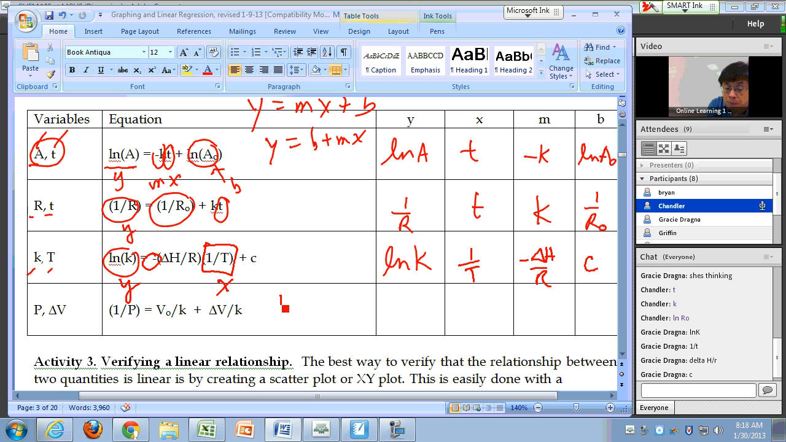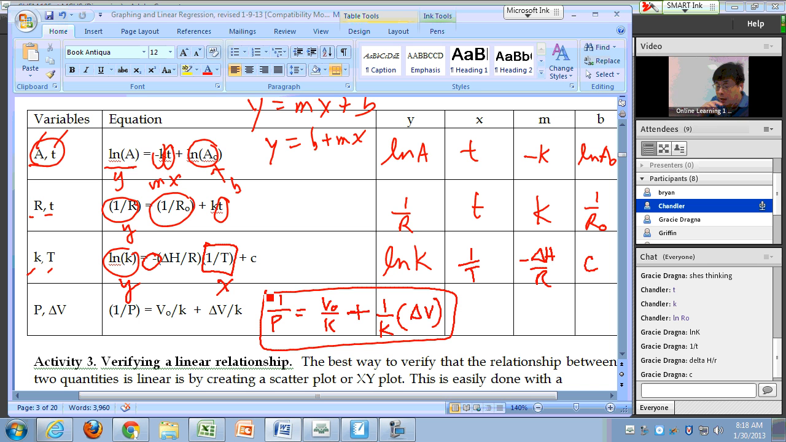Now for this last one, I'm going to leave that for you to figure out. I'll help you out a little bit. I'm going to rewrite this as 1 over p equals v naught over k plus 1 over k times delta v. All right? So that should help you figure out which one is y, which one is x, which one is the intercept, and which one is the slope. All right, so I think we're okay with that. Let's move on.